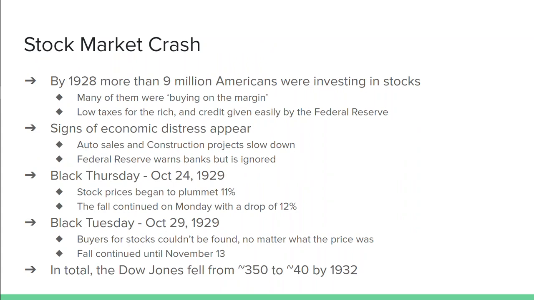Now, the big thing is the stock market crash, and this is going to happen in 1928. By 1928, more than 9 million people in America are investing in stocks. Now, that doesn't sound like a lot, but for the time period, it was. Today, we're going through the GameStop craze and Robinhood and all that. Well, this has happened before. But what was different is in 1928, you were allowed to buy on the margin. Basically, what would happen is you would pay 10% of the stock's value, you would get the stock, and then you would pay off the rest of it when the stock price went up.